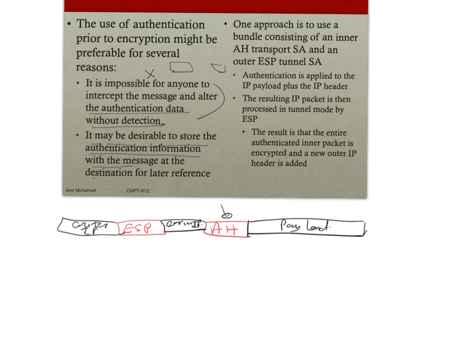Theoretically, because AH and ESP use different logical security associations, any of them can be used either in the tunnel mode or in the transport mode. But if you use any of them in the tunnel mode, then you have to provide an outer IP. So that's what's described here. The result is that the entire authenticated inner packet is encrypted, which means all this part is encrypted.